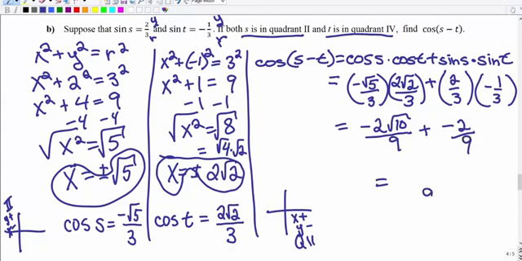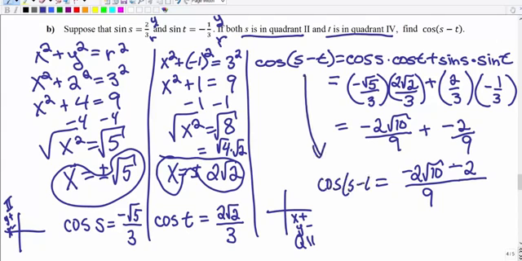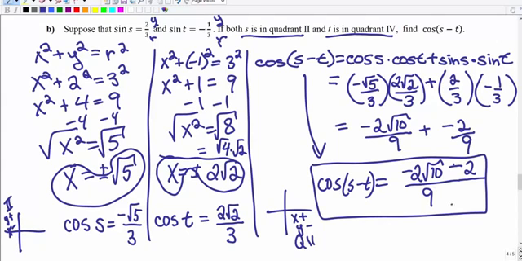And we keep the same denominator, but the numerators cannot actually be physically combined because they are not like terms because of the square root of 10. So we can write this as -2 times the square root of 10 minus 2. So we can put them all in one fraction, but we can't actually physically combine those two terms because they are not like terms. So the cosine of the difference of those two angles turns out to be this value here.